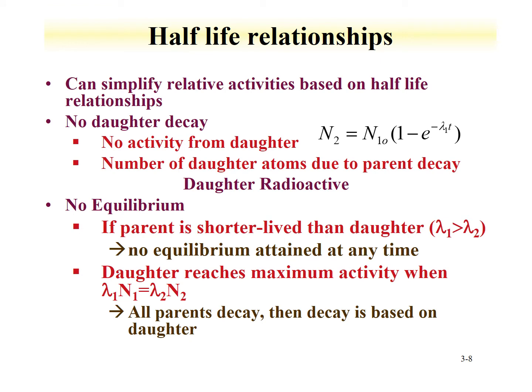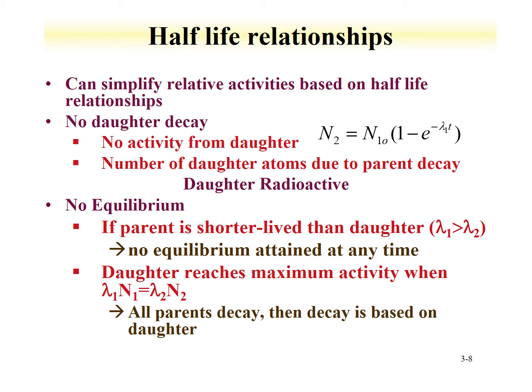In the previous slide, we used a differential to evaluate conditions where the maximum amount of daughter would be created from the decay of a parent. We can actually make some more simple relationships based upon the relative differences between the decay constant of the parent and the decay constant of the daughter, or the half-life relationships, right? In other words, there are relationships where if the half-life of the parent is much longer than the half-life of the daughter, you can simplify some of the equations.